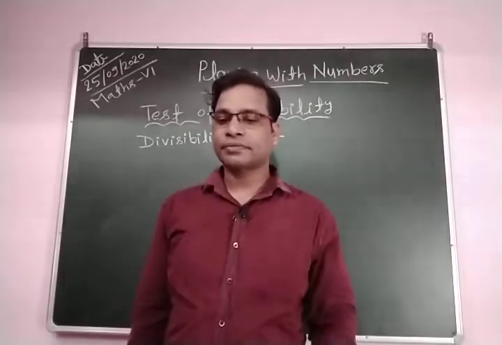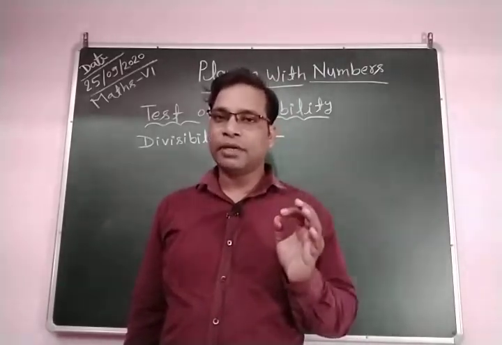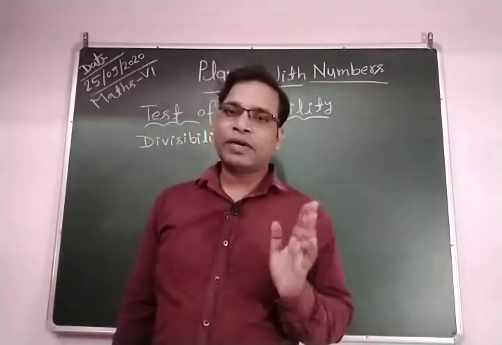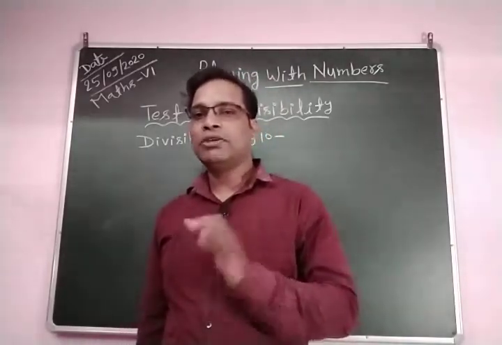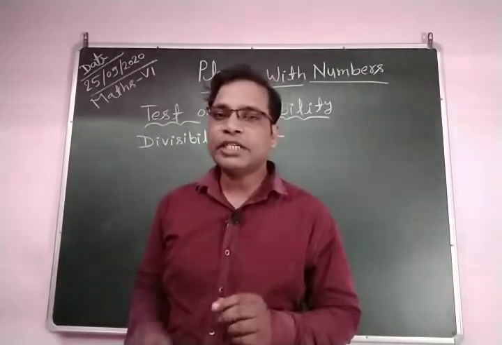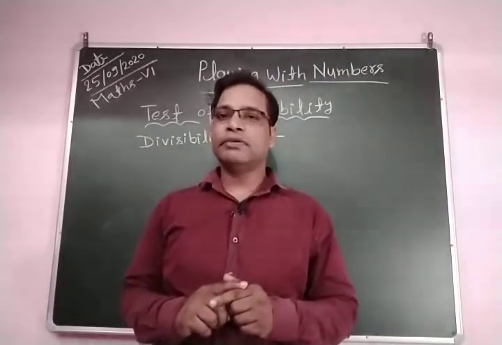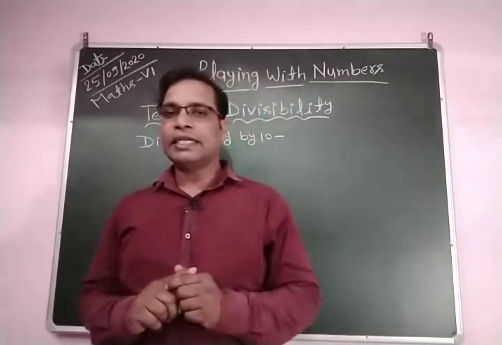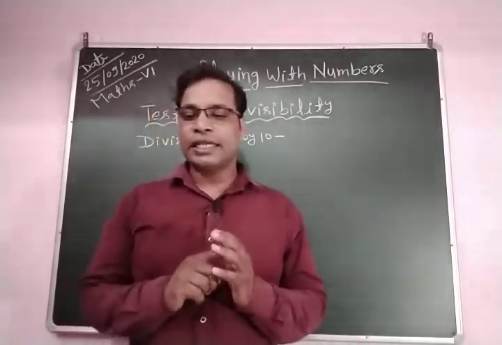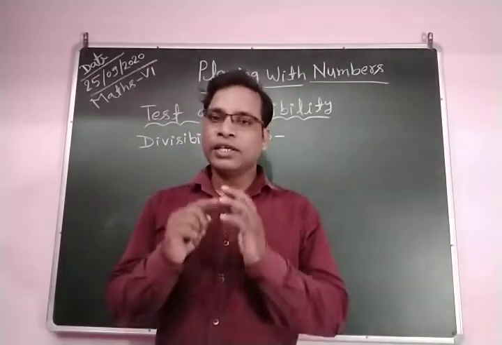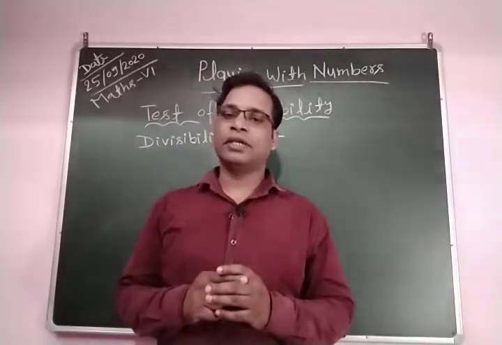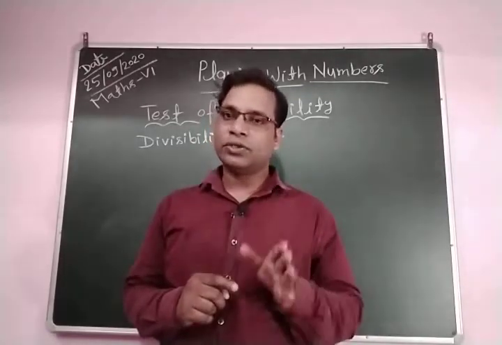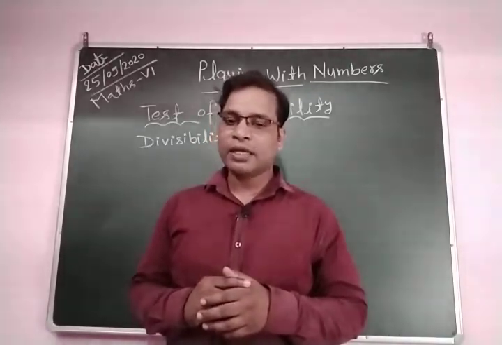This is a very simple formula to know which number is divisible by 10 or which number is not divisible by 10. A number is divisible by 10 if its last digit, you can say unit digit, is 0. Any number that is divisible by 10 has last digit 0, or you can say unit digit 0.